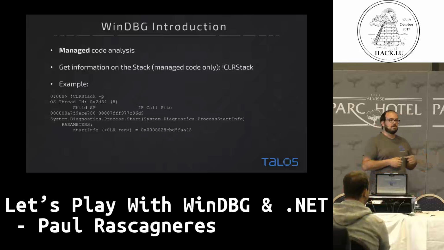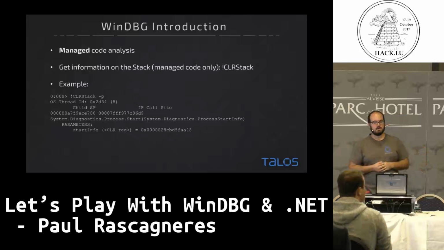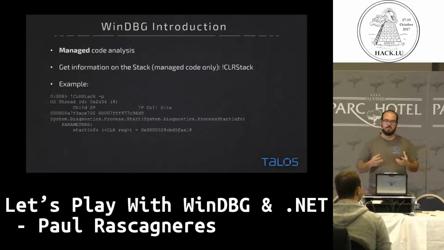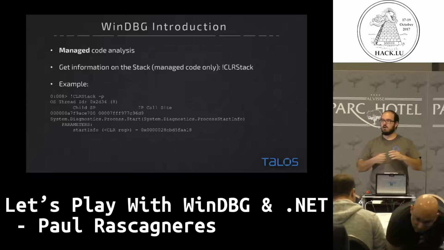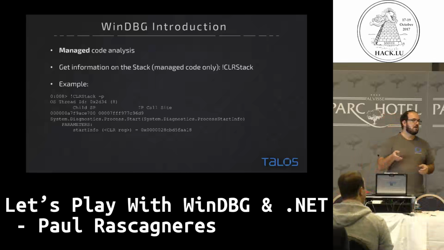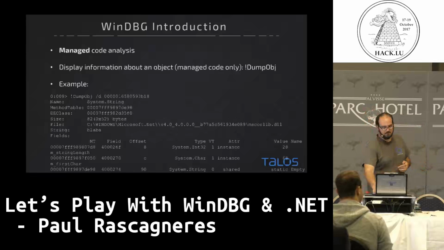If you are used to debugging C or C++ applications, you often play with the stack to get arguments, for example, and stuff like that. You have the same kind of thing on .NET applications, and you can use CLR stack minus P in this case, and you will have the stack of a .NET application. Typically, I will use it to get arguments. The first argument, the second argument, they will be on the .NET stack.